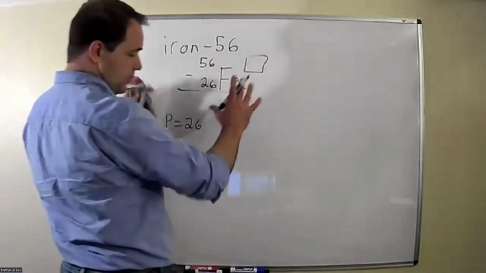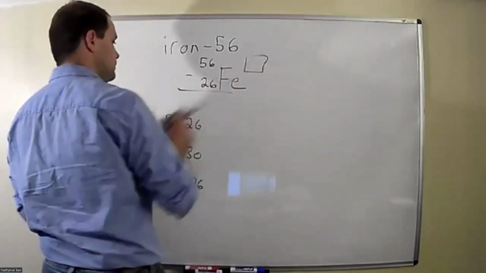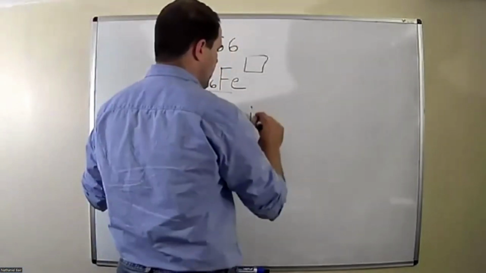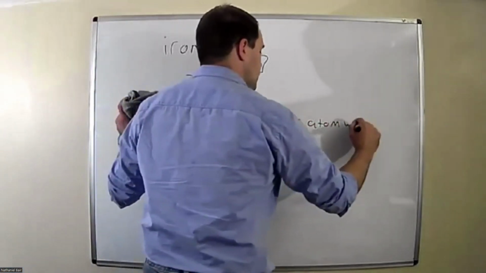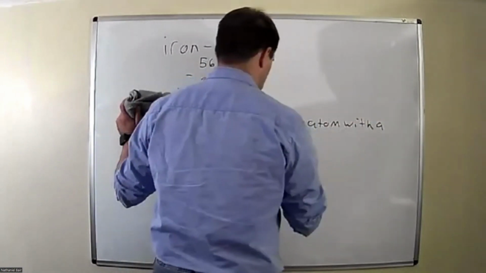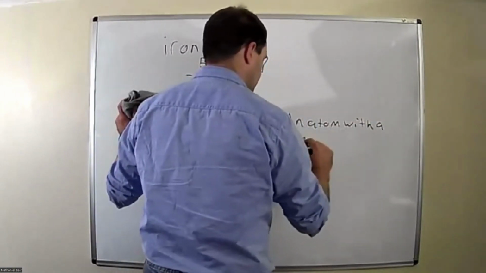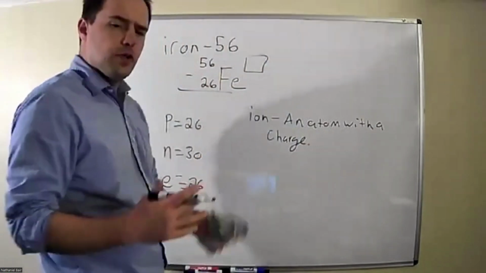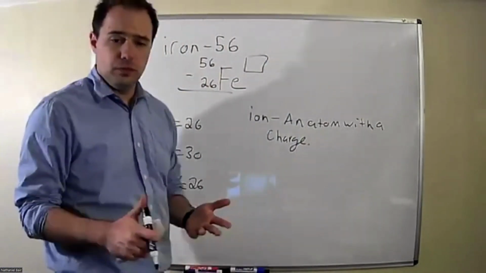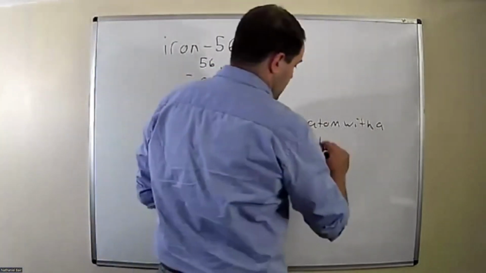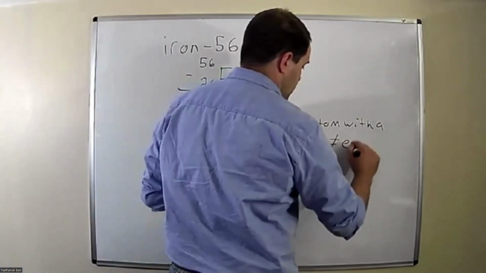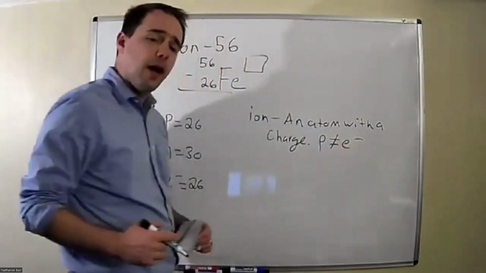I'm going to leave this because we won't come back to it. I'm going to write it over here. Ion. An atom with a charge. And what does it mean to have a charge? Well, if you're not neutral, then your protons and your electrons do not match. So protons do not equal electrons. That's what it means to be an ion.